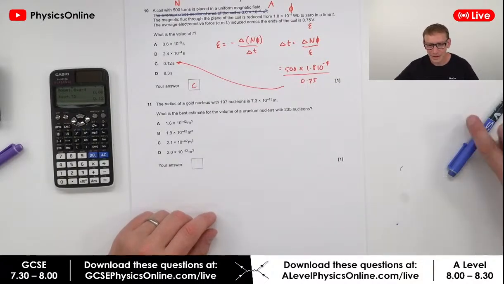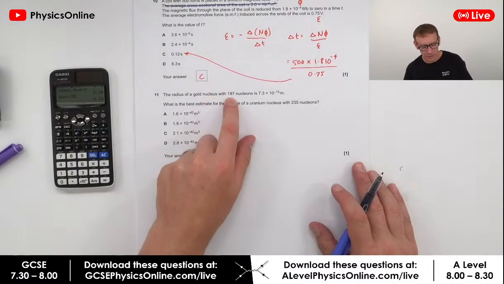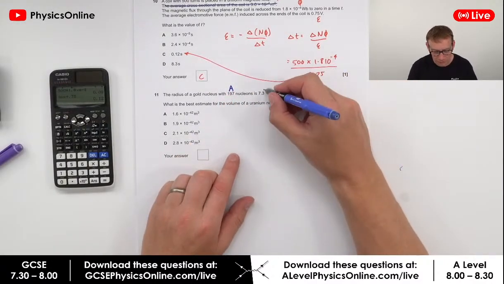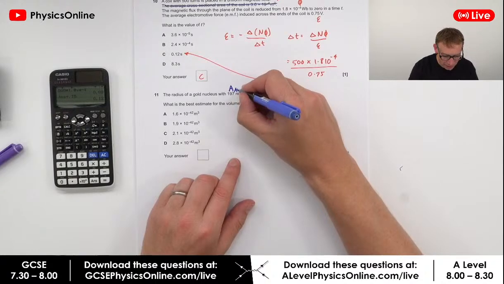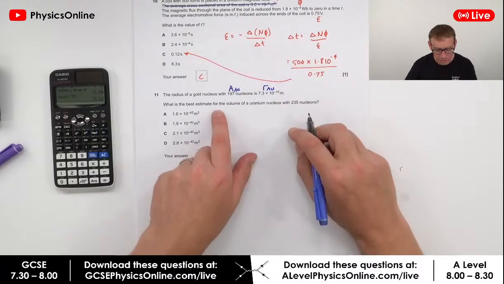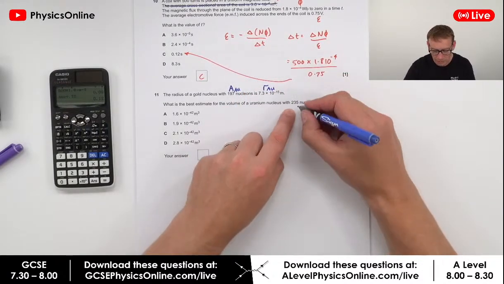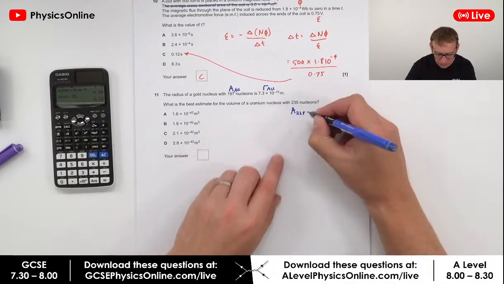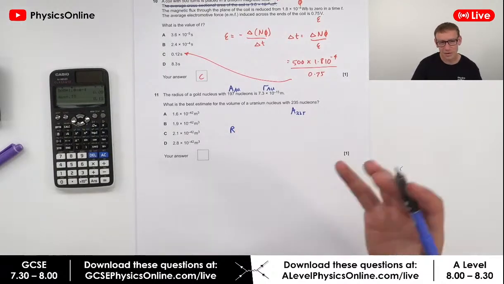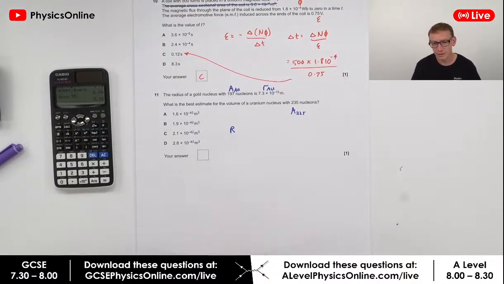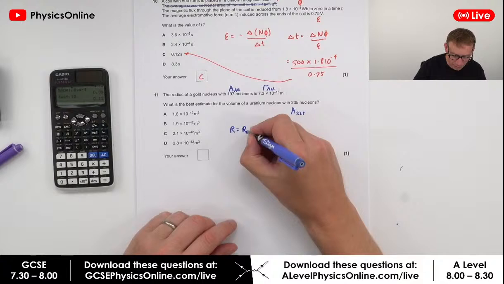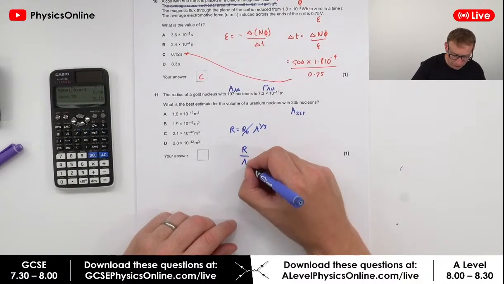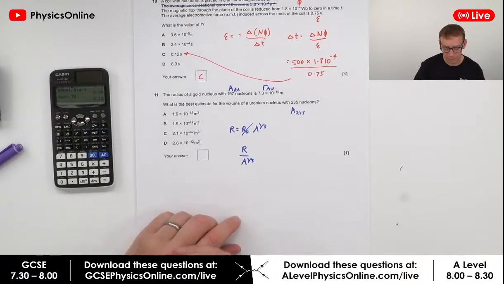Okay, yeah, we've now got the radius of a gold nucleus. So that's the number of nucleons inside it. We've got the radius. Let's say gold is AU, and that's R_AU. We need to work out the volume of a uranium nucleus with 235 nucleons. Now, of course, we know that there's different ways of writing this. We might use a capital or a lowercase letter. R is equal to R naught A to the power of a third. That's going to be constant. So R over A to the third is going to be a constant value.